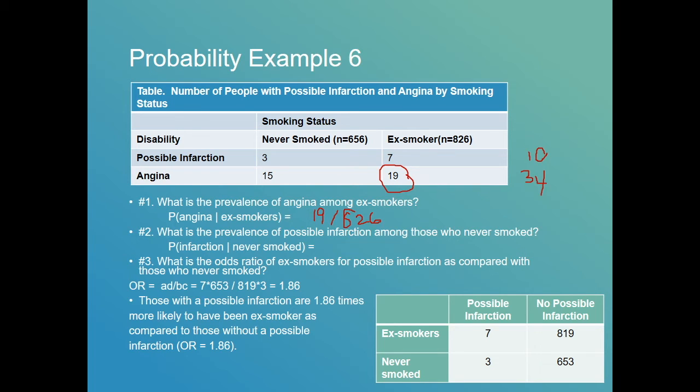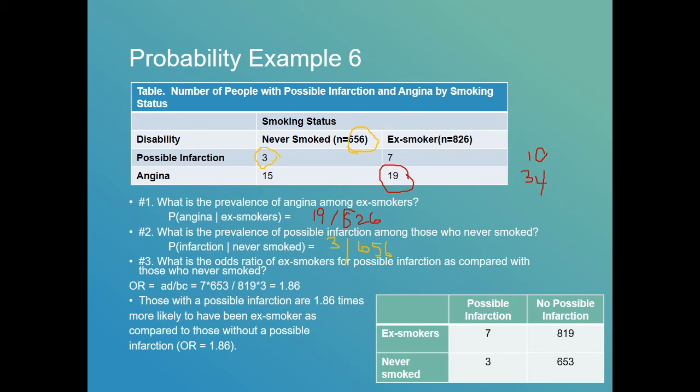Next, what is the prevalence of a possible infarction among those who never smoked? So a possible infarction is 3. Among those who never smoked is 656. So 3 divided by 656, that would give us this answer.